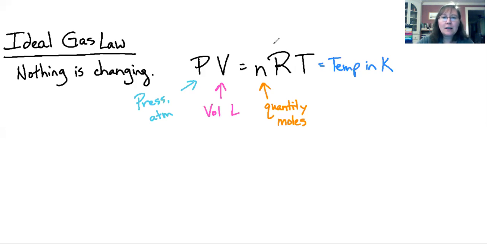Okay, now last but not least, let's look at why we have to have everything in these units. And this is because our R value here is the ideal gas constant.